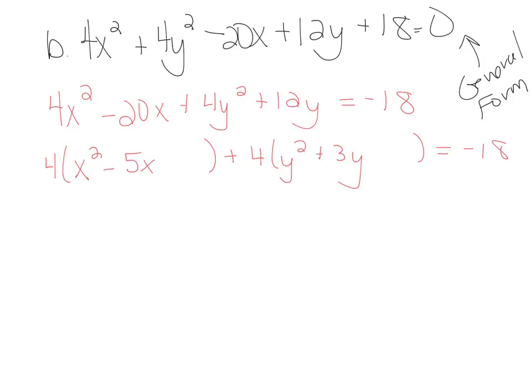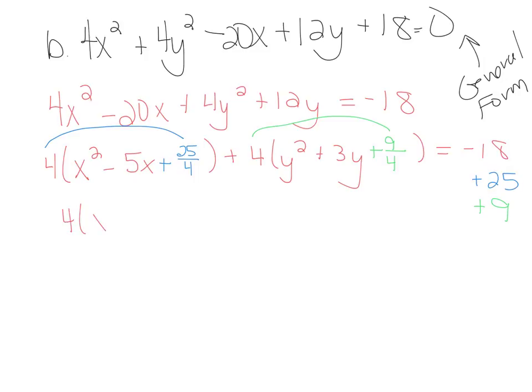Okay, now we're going to complete the square. So half of 5 is 5 halves. 5 halves squared is 25 fourths. And 4 times that 25 fourths, because we have to make sure that we're truly thinking about this, is 4x squared minus 20x. So it's 4 times that 25 fourths. We have plus 25. And we've got 4 times y squared plus 3y. So let's see. Half of 3 is 3 halves. So 9 fourths. That's really 4 times 9 fourths, so plus 9.